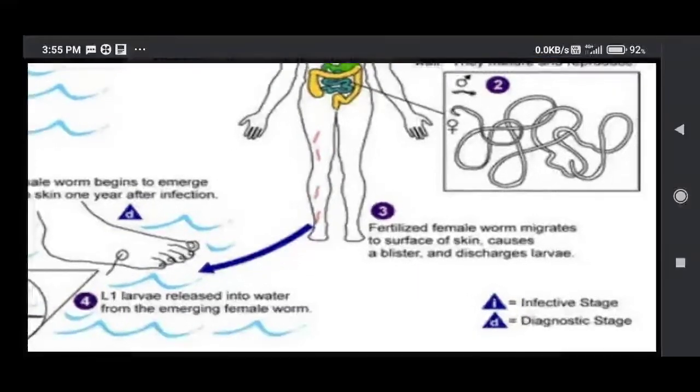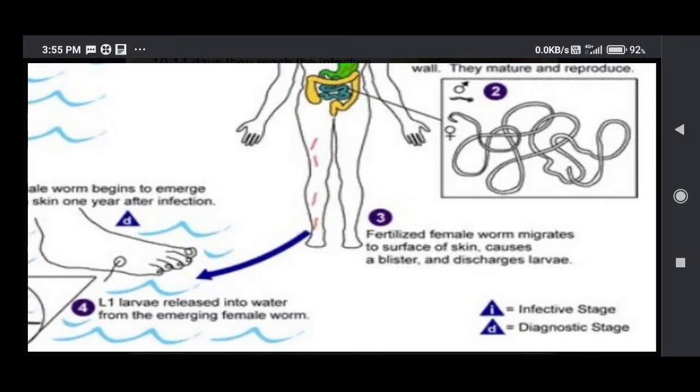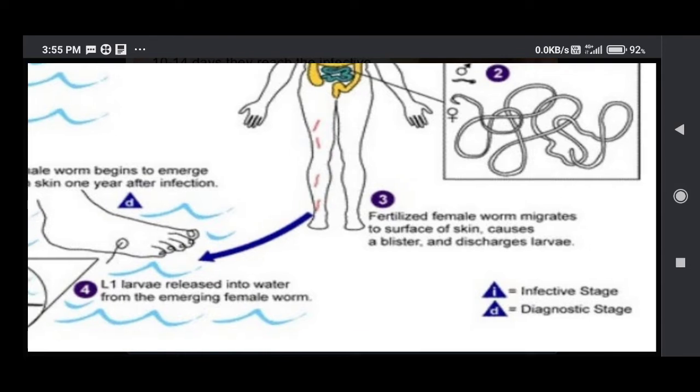A blister is a special structure which is present on the leg. From the blister, the parasite can release some chemicals, and by these chemicals the blister is formed. Whenever the infected person enters into the water, the female emerges out from the blister and discharges the L1 larva.